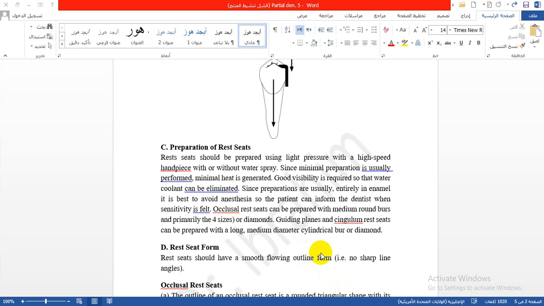Occlusal rest seats can be prepared with a medium round bur, primarily in four sizes, or diamonds. We start with the small, then the moderate, and so on until we reach the fourth size. Guiding planes and single arm rest seats can be prepared with a long, medium diameter cylindrical bur or diamond. Here for the single arm we use a cylindrical bur.